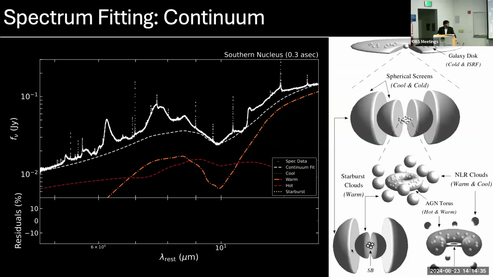These could be components coming from the overall galaxy disk. It could be components coming from starburst clouds or from narrow-line regions, or from the torus associated with the AGN. The way this is modeled is effectively by modeling black body curves for different dust grain distributions at different temperatures. We're also modeling direct starlight continua and any accretion disk continua that one might see.